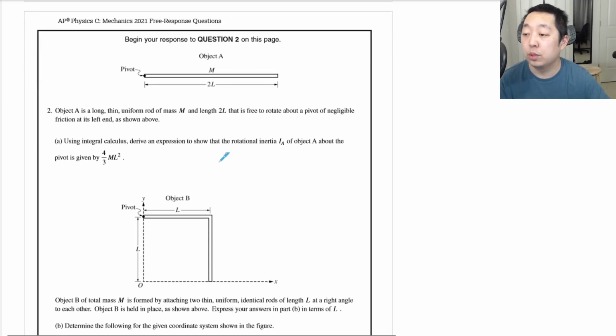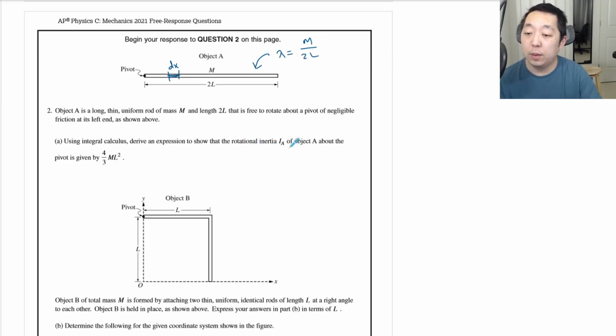Number 2. An object A is a long, thin, uniform rod of mass m and length 2L that is free to rotate about the pivot of negligible mass at the left, as shown above. Using integral calculus, derive an expression to show the rotational inertia IA of the object about the pivot is given by 4/3 ML squared. Okay, so you have a slight dx here, and that's how you want to set up. But it's uniform density, so what is the density equal to? It's equal to the mass over the entire length.